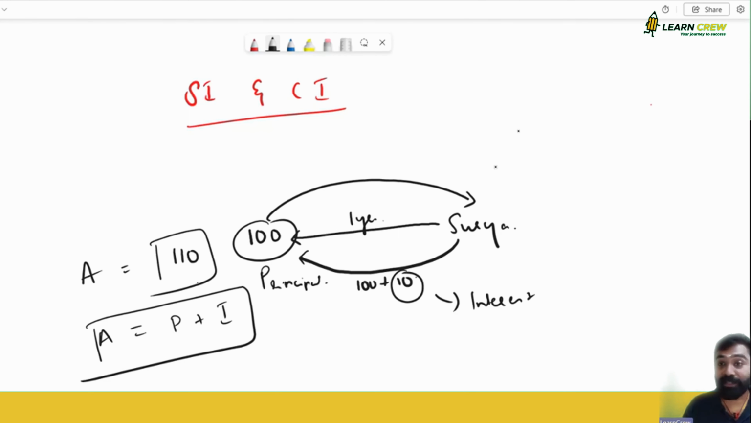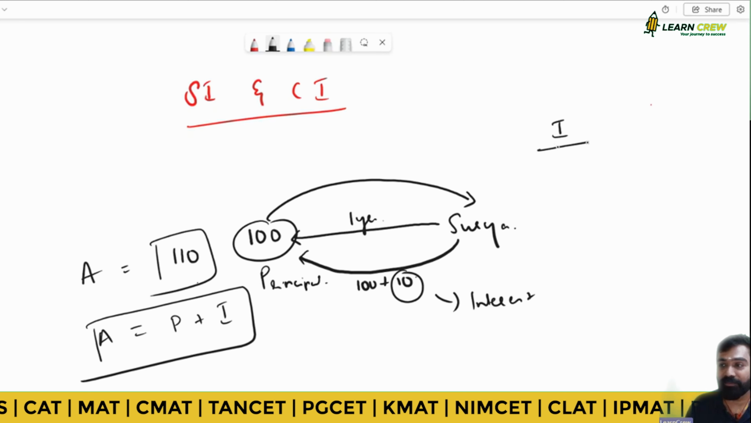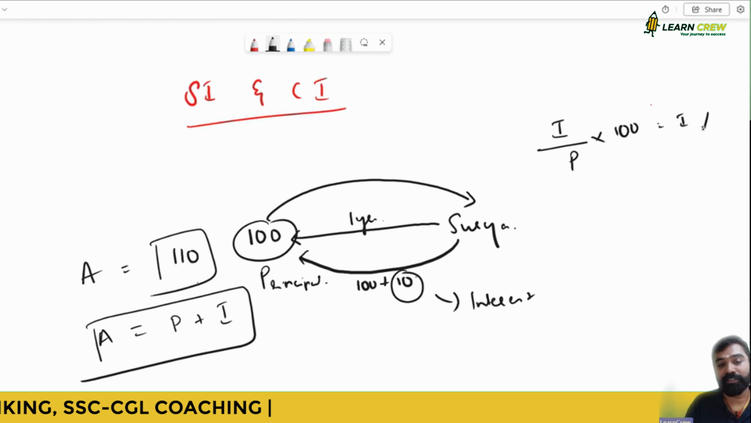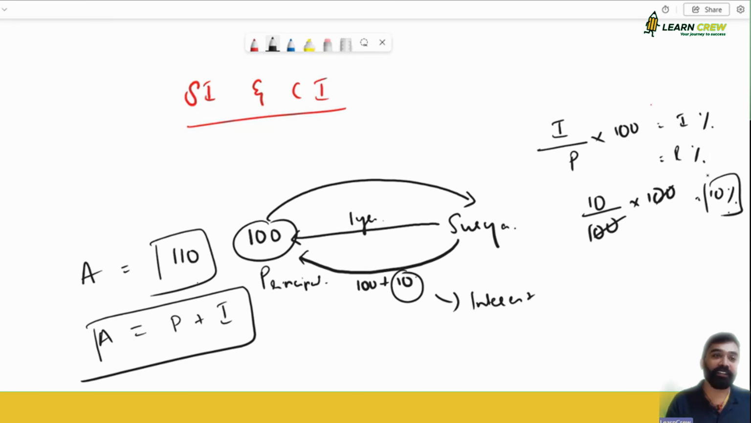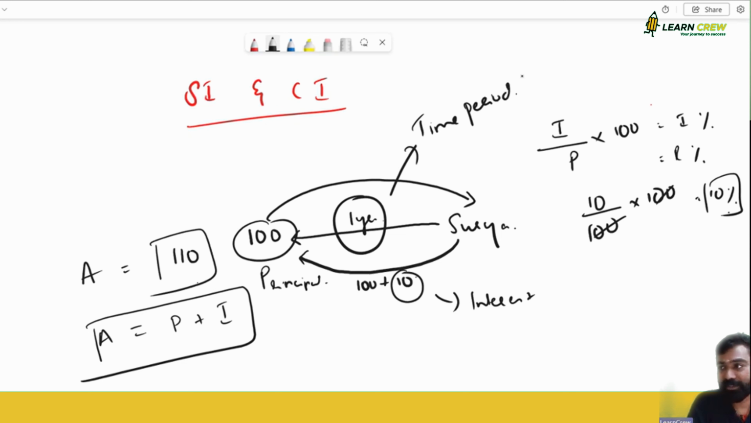Now, what is the interest percentage? It is going to be calculated. This is my interest, and I'm taking the interest based on the principal. The interest divided by the principal, into 100, will give you the interest percentage or the rate of interest. This is going to be 10 divided by 100 into 100, that is nothing but 10%. This is the very basics. Where you're giving some 100, you're getting it back after a year. This is the time period. This is also very important. Based on the time only, your interest is going to be calculated.